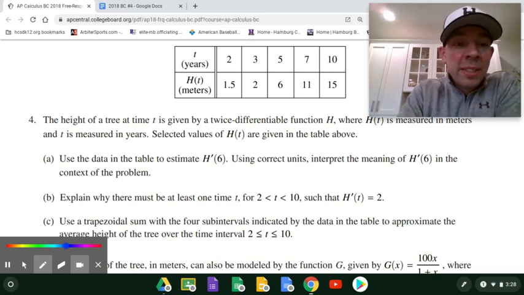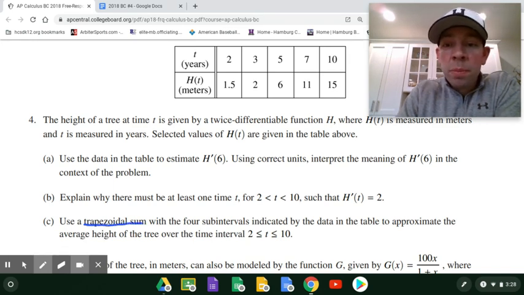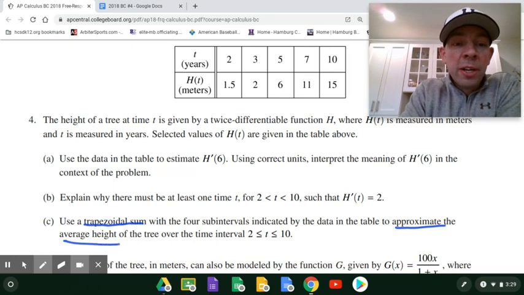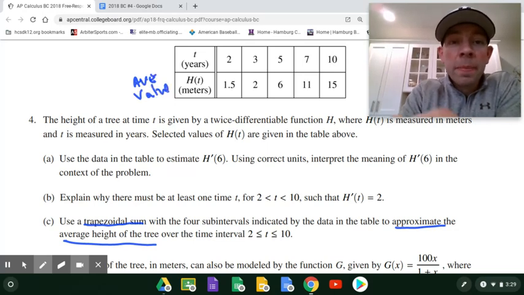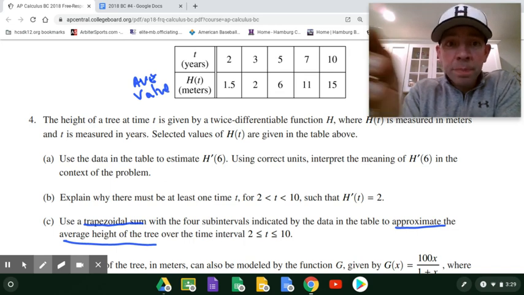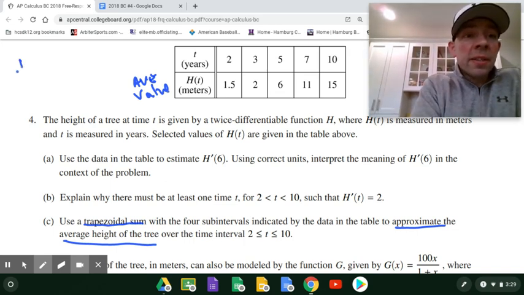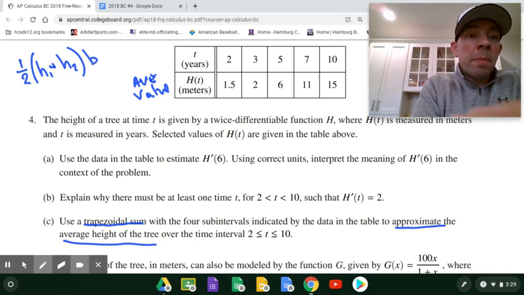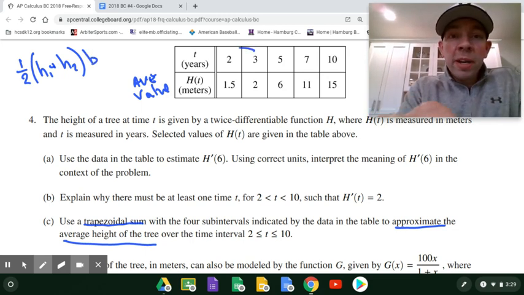So part C says, okay, we're going to use a trapezoidal sum. Love it. That's going to be used to approximate the average height of the tree. Now, the average height of the tree is like saying, let's find the average value of this h of t function here. And with our trapezoids, the formula for a trapezoid is basically the average of the two heights multiplied by the base of that trapezoid. So my first trapezoid here, the heights are going to be 1.5 and 2.